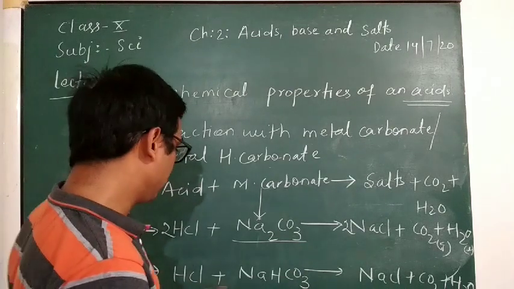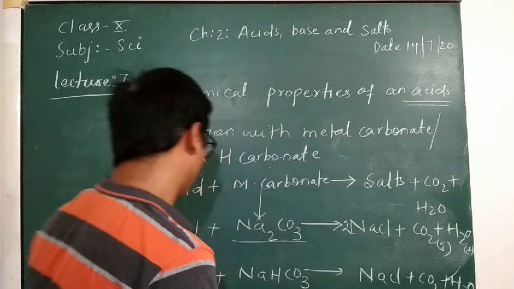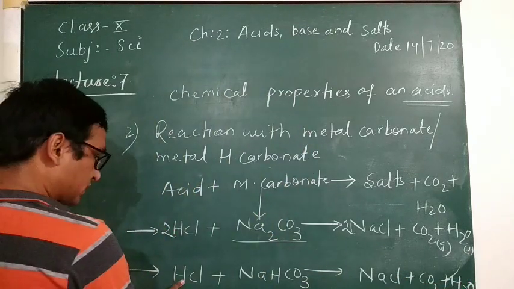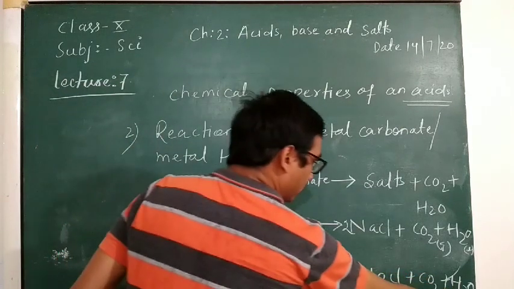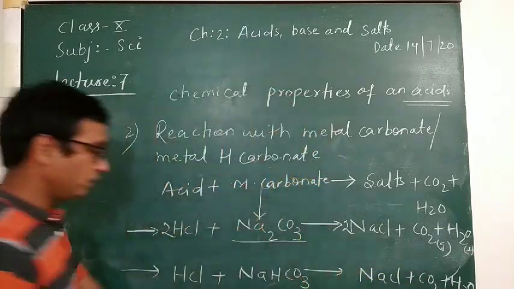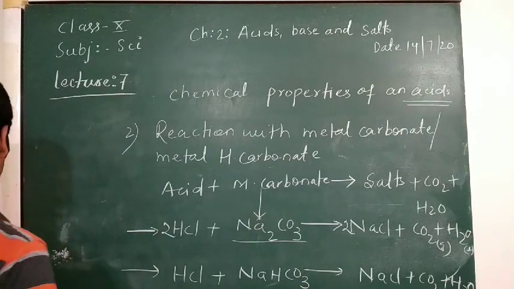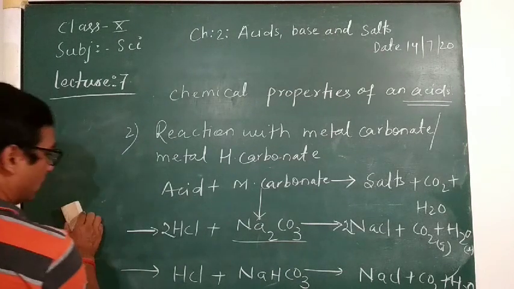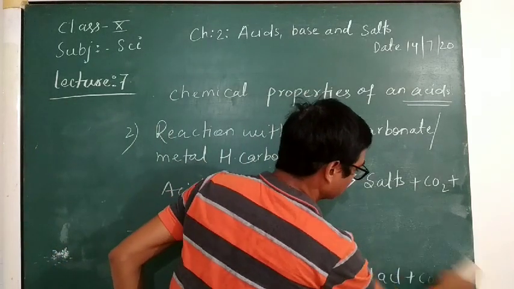Here NaCl plus NaHCO3 gives NaCl plus CO2 plus H2O. So here hydrogen is 1 over here, hydrogen is 1 over here, so it becomes 2, and here it is 2. So there is no need to balance it. Okay. Now come to the third property of acid.